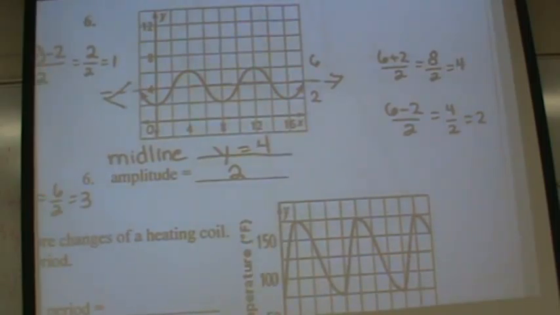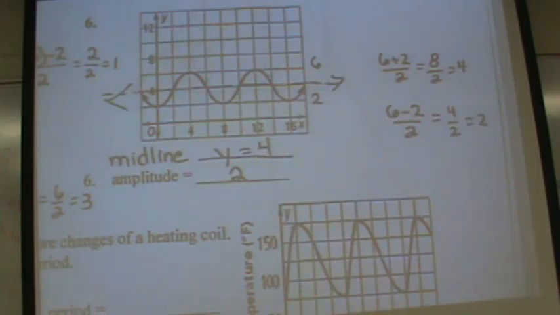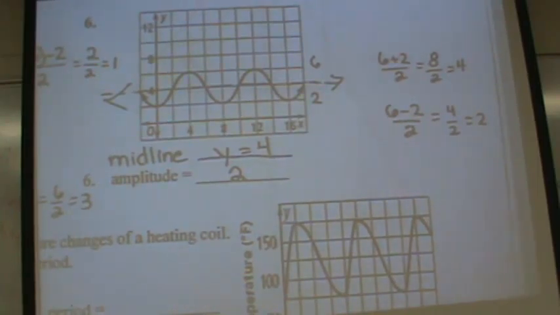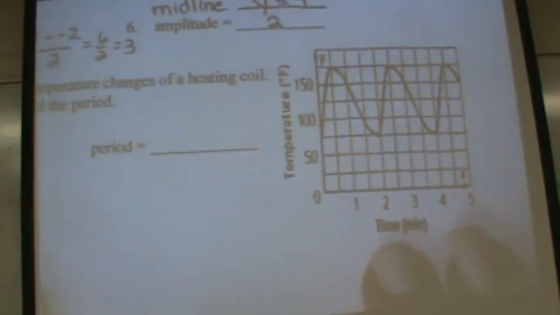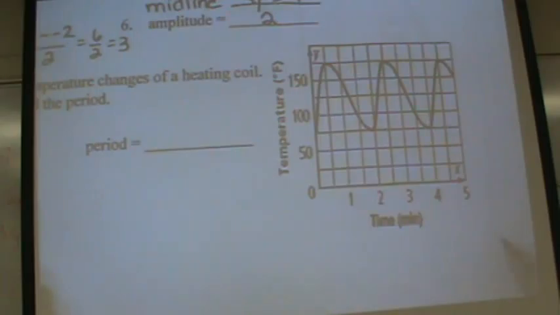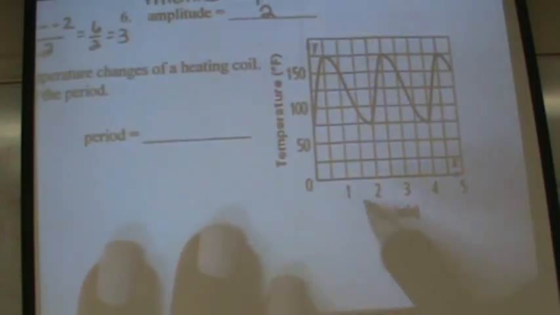Number 7 is a real world application. It says, the graph to the right shows the temperature change of a heating coil. Use the graph to find the amplitude and the period, and we can even find the midline. Let's do the midline too. So, let's analyze this graph. What is the period? Do you see the pattern? Now, I heard 4, but you're not reading the graph. The time is in minutes.